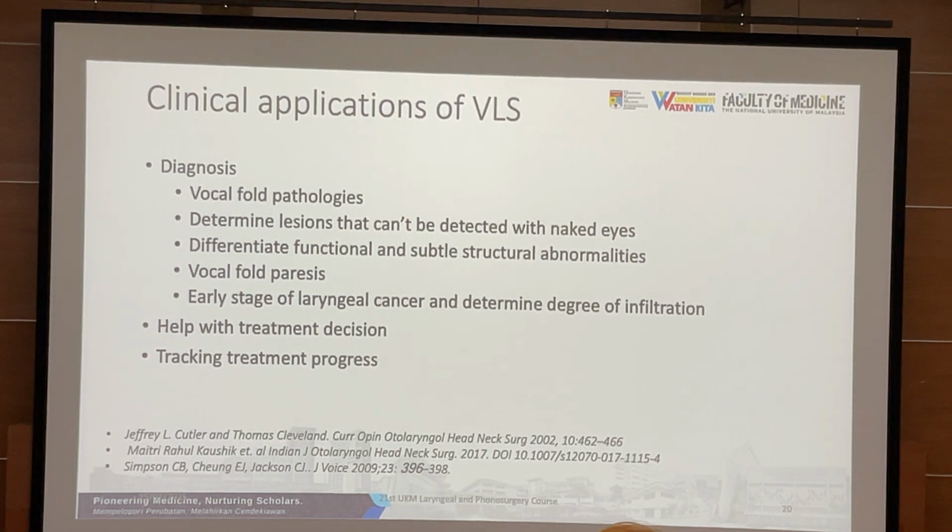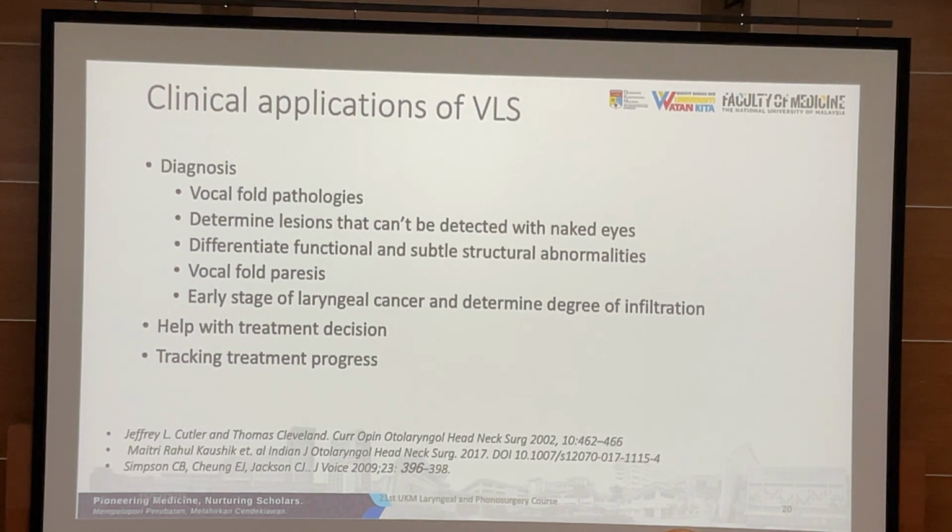But sulcus, something that is small, or something very superficial, very early stage, you would need a video stroboscopy to determine lesions that can be seen with naked eye. And also, video stroboscopy will help you to differentiate the hoarseness that the patient is having when you can't see anything on the vocal fold. Is it functional or is it structural, or is there some subtle lesion that can be seen?